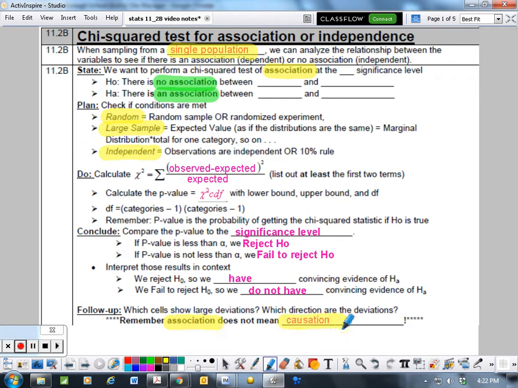If you're doing an association test with a simple random sample, then you're not going to have causation. But if you do an association test with a randomized experiment, then you're going to have causation because you've done the proper randomized experiment. So just be careful of that. Just because you're doing an association test does not mean that there is an actual causation. It just means there's a relationship there.